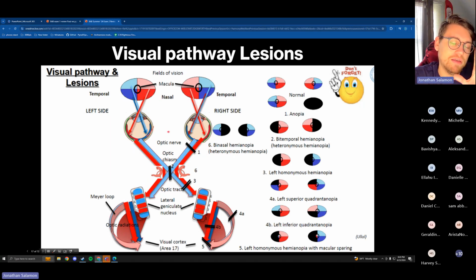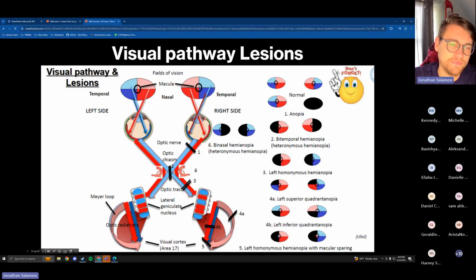All right, I don't want to keep using this. Restart. The temporal field of view projects to the nasal retina. This crosses immediately in the optic chiasm. The nasal field of view projects to the temporal retina. This does not cross.